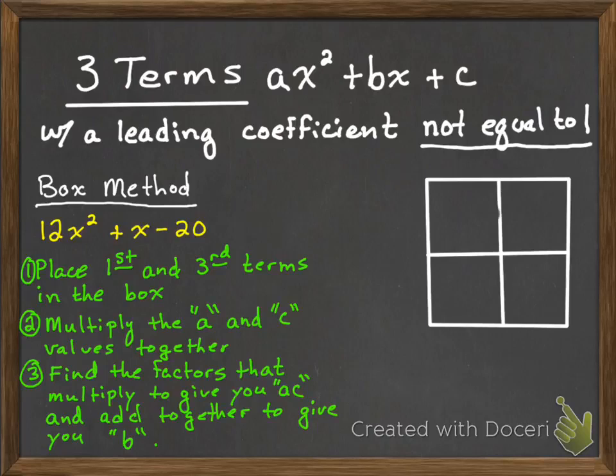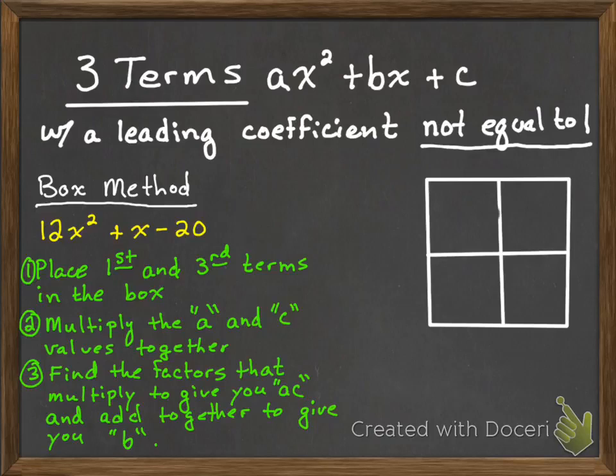So the next type of factoring is going to be similar to what we had on the previous problems. The difference here is that there will be a coefficient on the x squared besides just a 1. So this is a situation where the leading coefficient is not equal to 1. There are a lot of different methods that can be used for factoring this. I'm going to use what is called the box method. And we're going to start out with this particular problem to factor right here. 12x squared plus x minus 20.